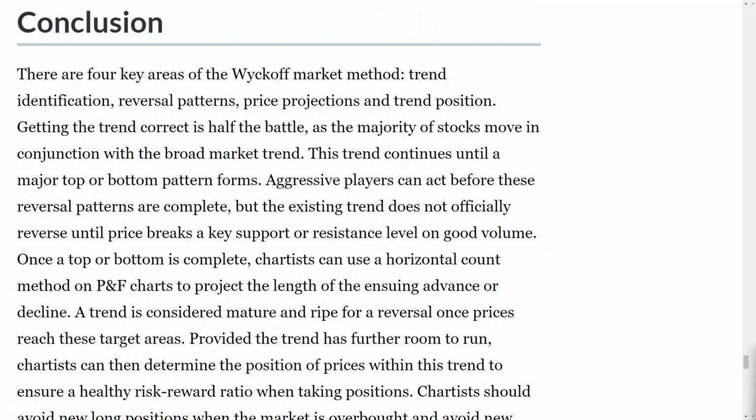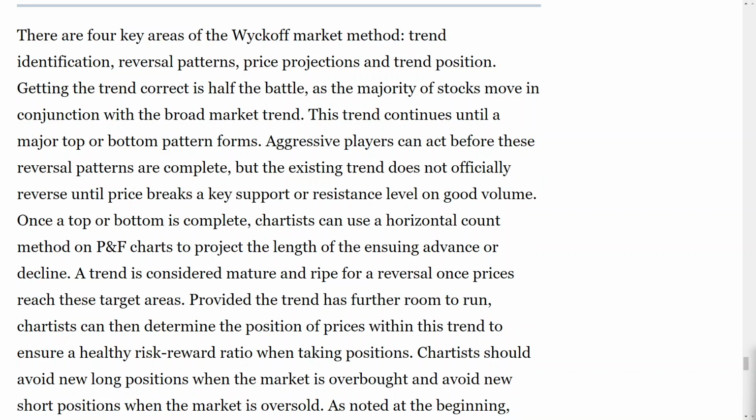Conclusion. There are 4 key areas of the Wyckoff market method: trend identification, reversal patterns, price projections and trend position. Getting the trend correct is half the battle, as the majority of stocks move in conjunction with the broad market trend. This trend continues until a major top or bottom pattern forms.